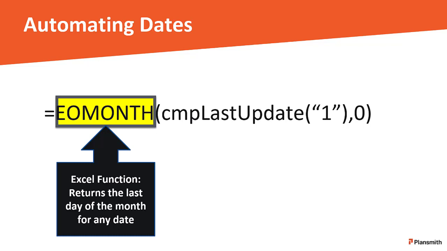Compass always records the dates as the 28th, but for a report, of course, you want to show the actual date. So using the EOMonth function will automatically return a 30 for 30-day months, a 31 for 31-day months, and a 28 or 29 for February. Yes, it even knows about leap year.